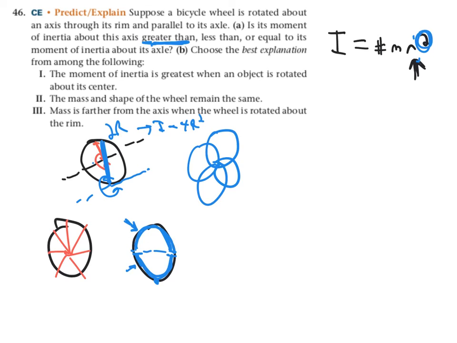And if we say which of these are we going to say, it would have to be 3, because the other two are not in any way true. Mass is on average further from the axis when the wheel is rotated about its rim.